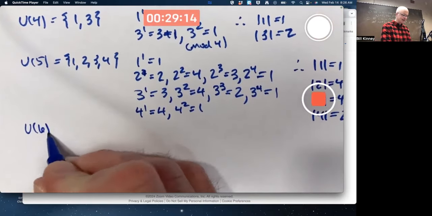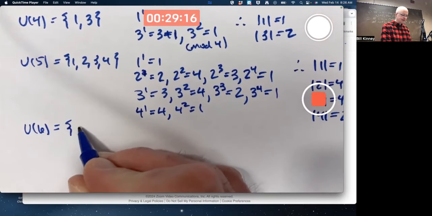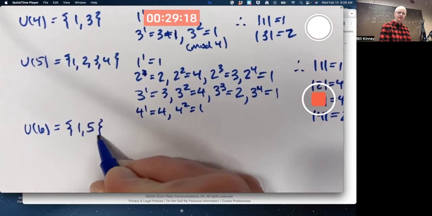U of 6. U of 6 is back to just two elements, right? The positive integers less than 6 that are relatively prime to 6. 1 to the first is 1, 5 to the first is 5, 5 squared better be 1. Yeah, 25 mod 6 is 1. Order of 1 is 1, order of 5 is 2.